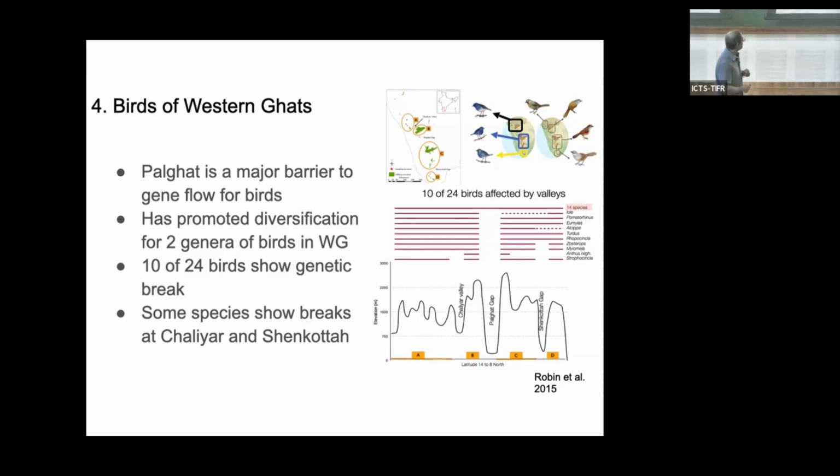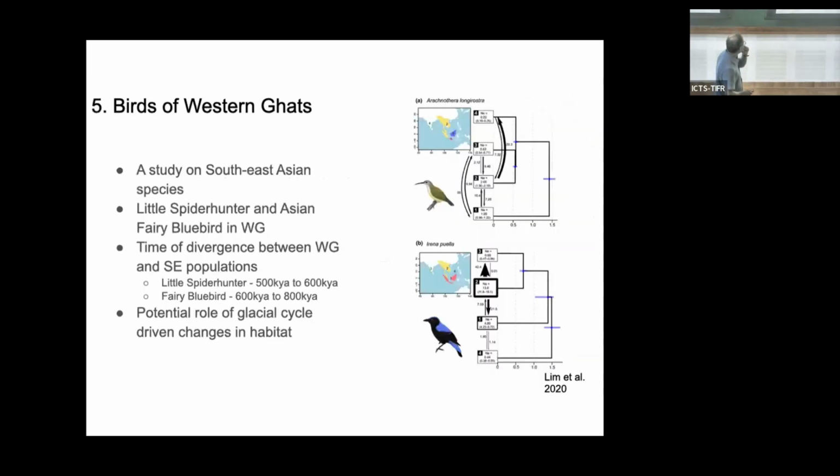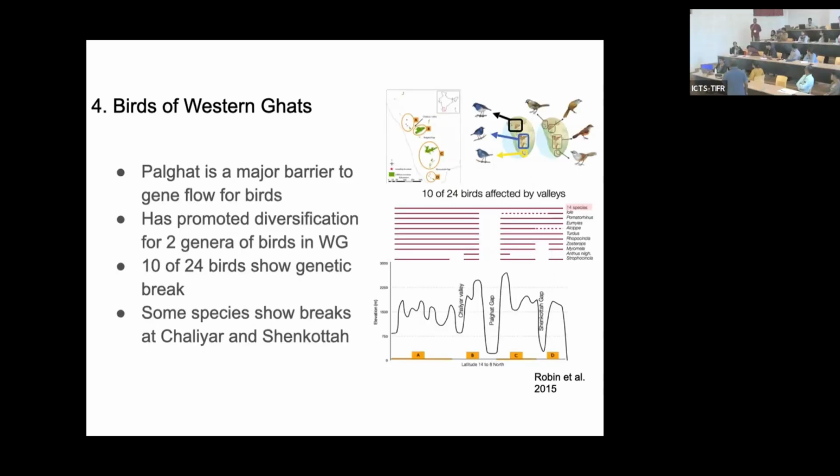All right. Just a little bit more. I know it's kind of getting long. So what may be the reason for the Palghat Gap to be a major barrier for gene flow? Is there any variation, because it runs through the Western Ghats, right?